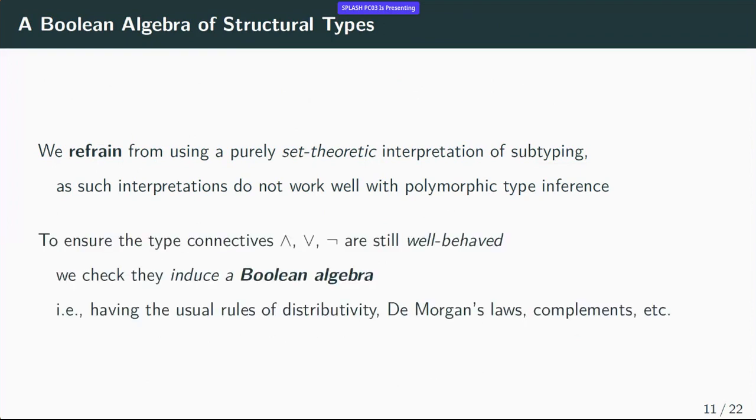But to make sure that these connectives, union, intersection, and negation, are still well behaved and behave intuitively, we make sure that they form a Boolean algebra. And so that means that we have the usual rules of distributivity, De Morgan's laws, negation, complementation, and all of these rules that we are already used to, so that these things behave naturally.